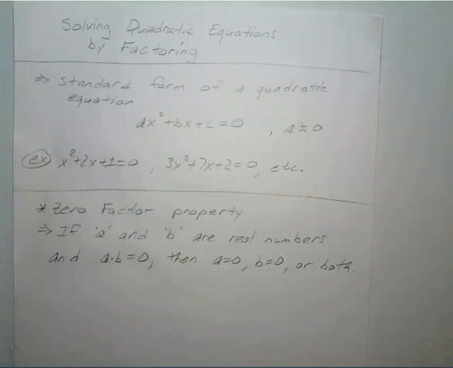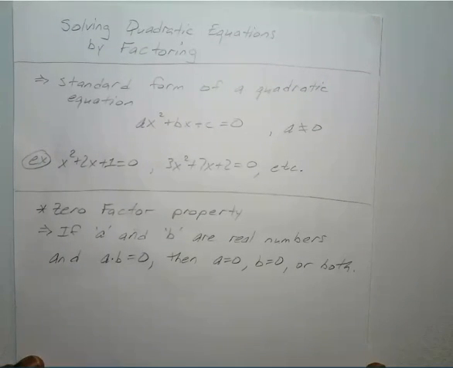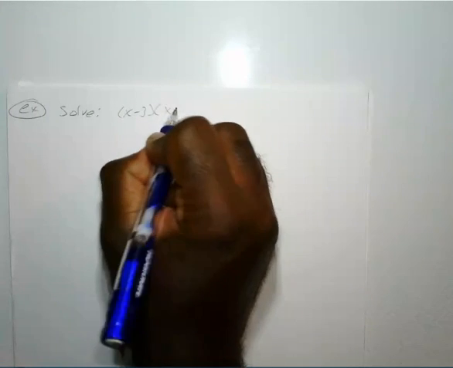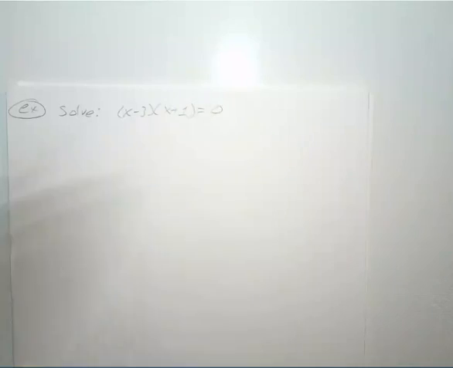Alright. Okay, so let's move on to our first example. And if you're still writing, feel free to press pause. Alright, so let's say, for example, you want to solve x minus 3 times x plus 1 equals 0.